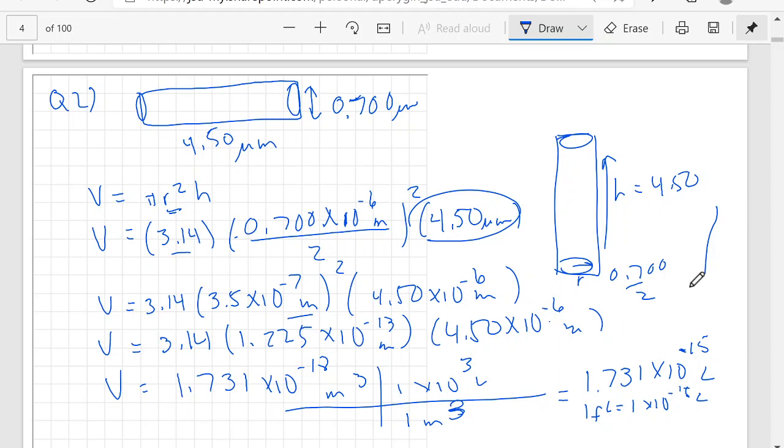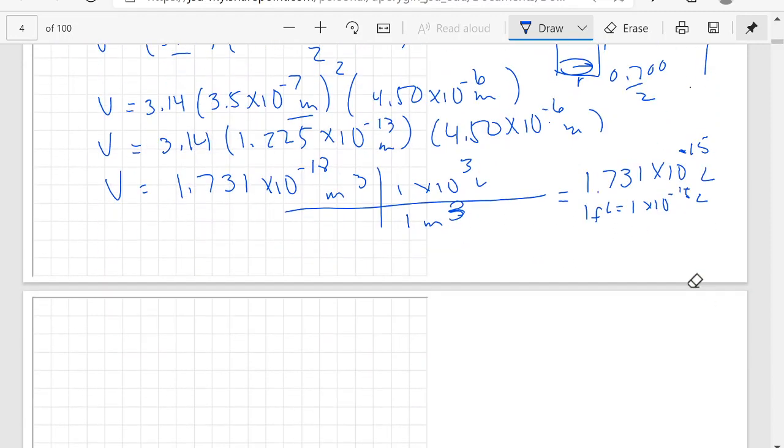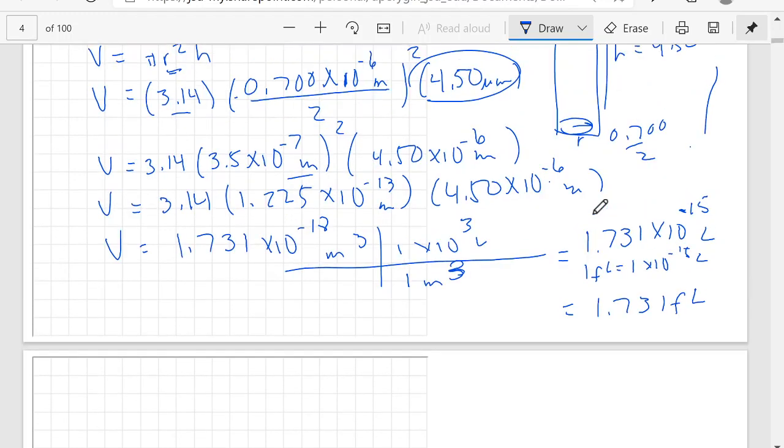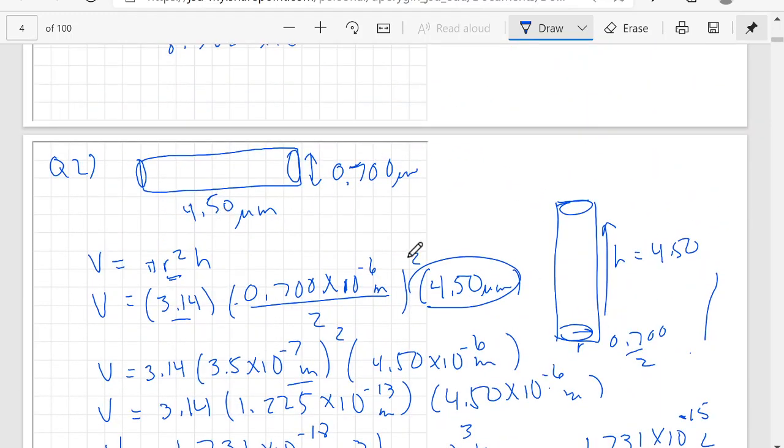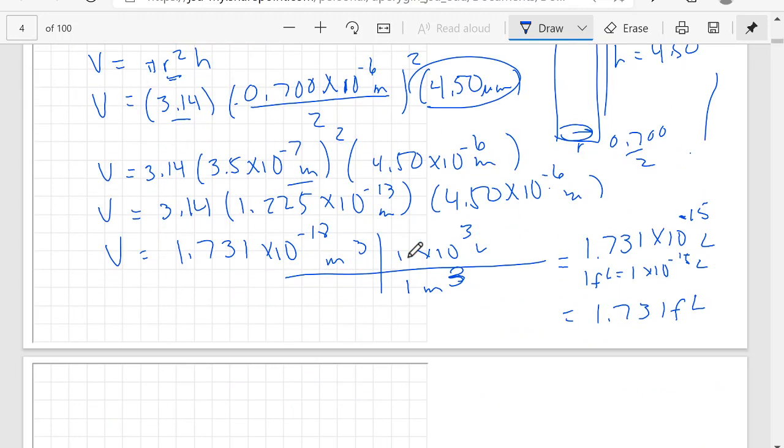Sorry about that stray mark. And that's equal to 1.731 femtoliters. Let's look at our sig figs. We've got 3 sig figs here, 3 sig figs here. So that means that our answer is going to be 3 significant figures because we're multiplying and dividing the whole way. So that's 1.73 femtoliters. So that's my question 2, and we'll get to question 3 next.